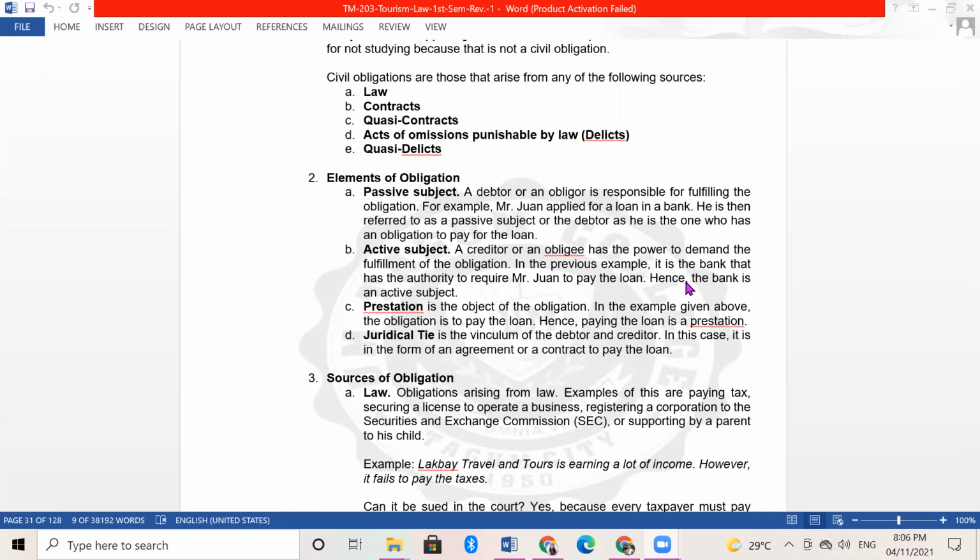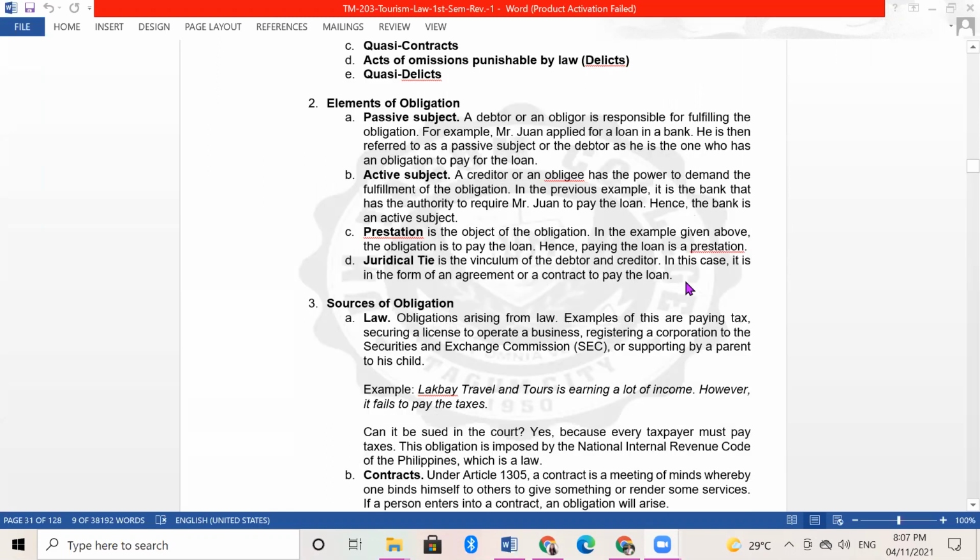Third is the prestation, the object of obligation. In the example given above, the obligation is to pay the loan, hence, paying the loan is the prestation. The juridical tie is the vinculum of the debtor and creditor. In this case, it is in the form of an agreement or a contract to pay the loan. So they have a contract.